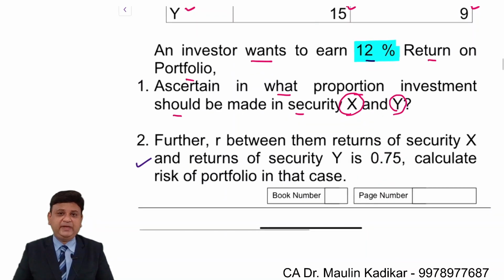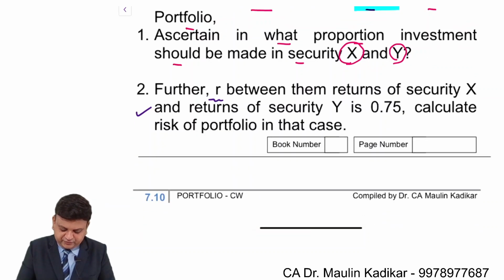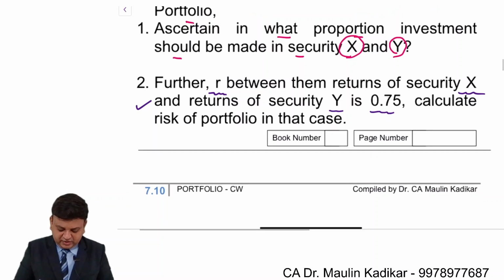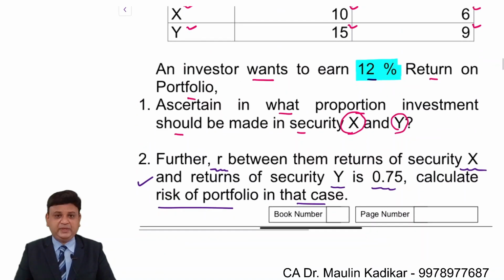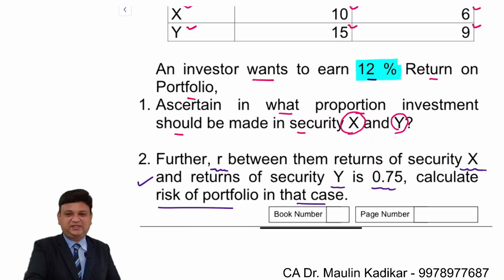I want you to tell me the answer to the second part of the question in the chat box. The question says that if the correlation coefficient, that is R, between the returns of security X and the returns of security Y is 0.75, calculate the risk of the portfolio in that case. So we are required to compute the standard deviation of the portfolio. Please write your answer in the chat box.